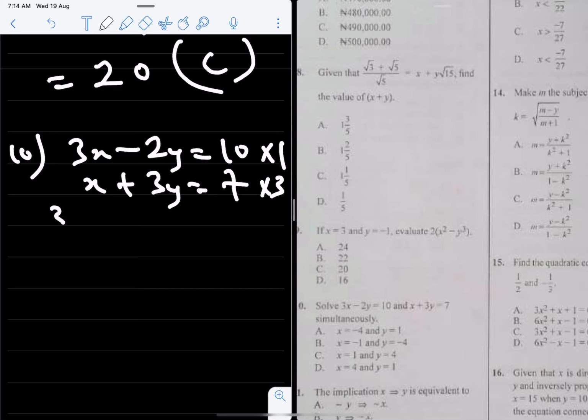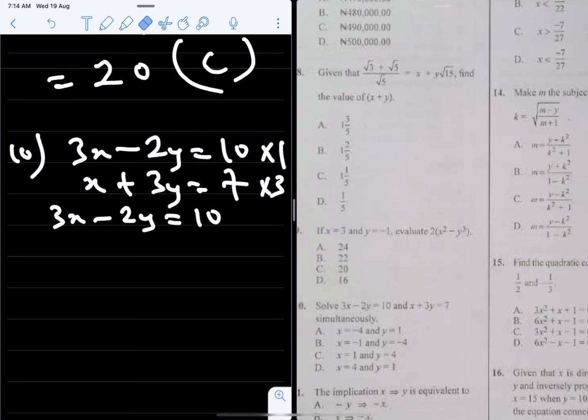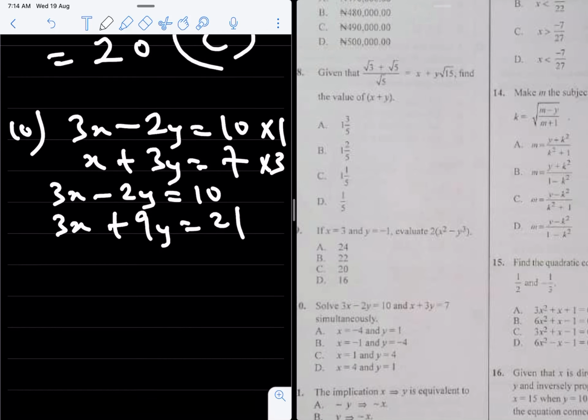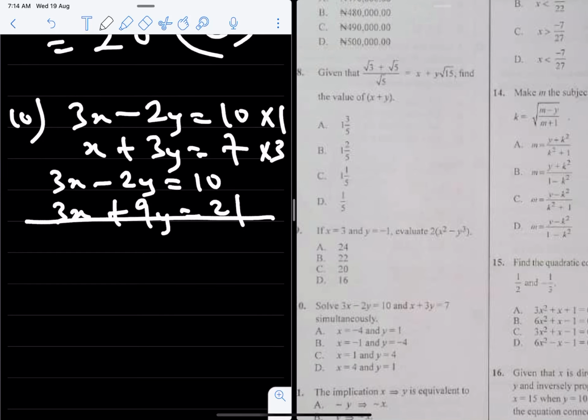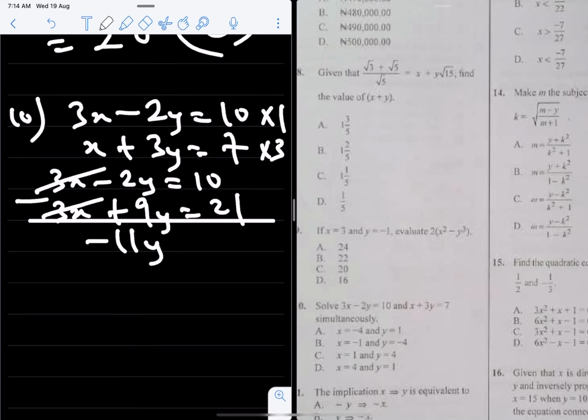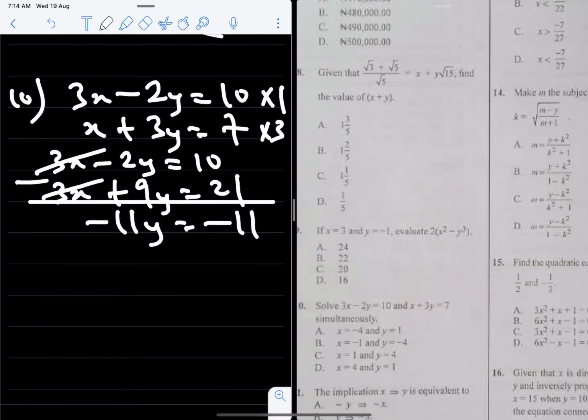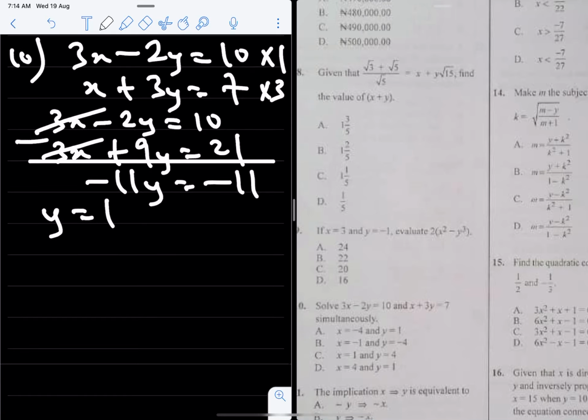And then we have 3x minus 2y equals 10. And the second equation becomes 3x plus 9y equals 21. And then we can subtract. 3x minus 3x is 0. Minus 2y minus 9y is minus 11y equals 10 minus 21, which is minus 11. And that means y equals 1.